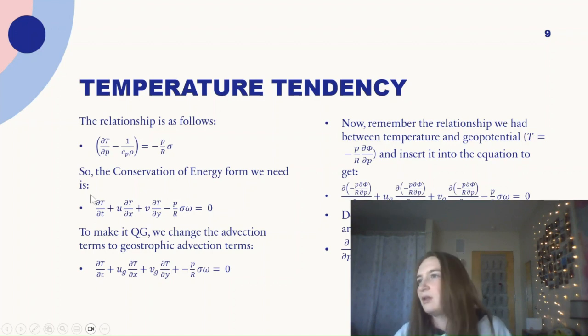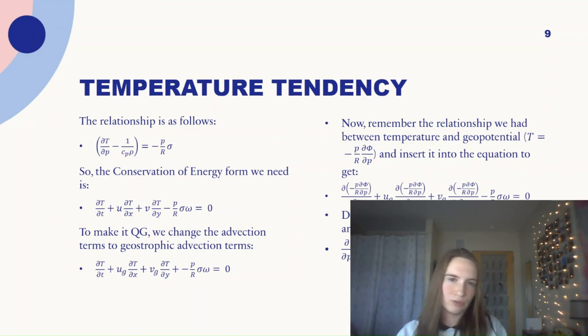To make it QG, we just need to change our advection terms to make them geostrophic advection terms. So instead of them being affected by the total u and the total v wind, it's just being affected by the geostrophic u wind and the geostrophic v wind. Now, if we remember the relationship between temperature and geopotential, we can insert it into this equation, and we get this. Everywhere we had T, I'm putting this whole thing. I know it looks really gross, but we can simplify and rearrange everything, and you get this nice thing. That doesn't look so bad, right?